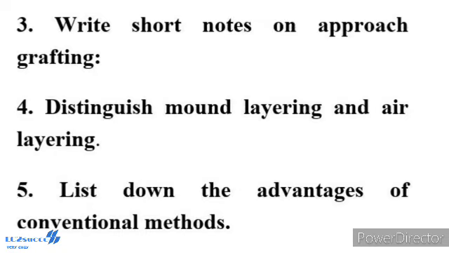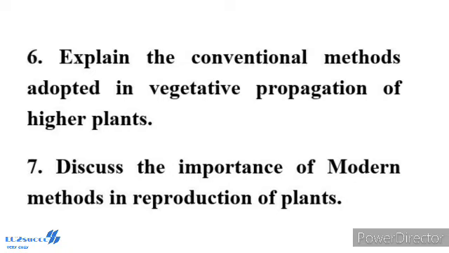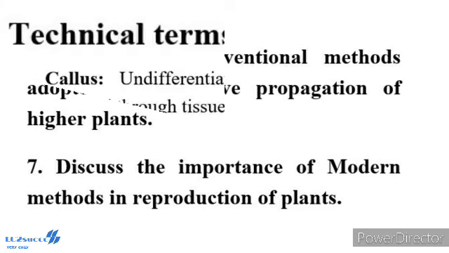Fourth question, distinguish mound layering and air layering. Fifth one, list down the advantages of conventional methods. Sixth question, explain the conventional methods adopted in vegetative propagation of higher plants. Seventh question, discuss the importance of modern methods in reproduction of plants.